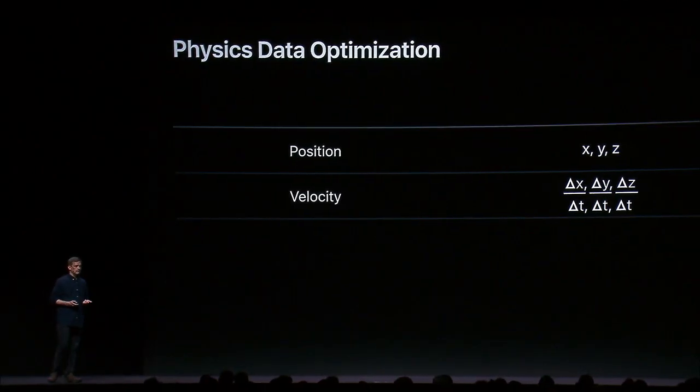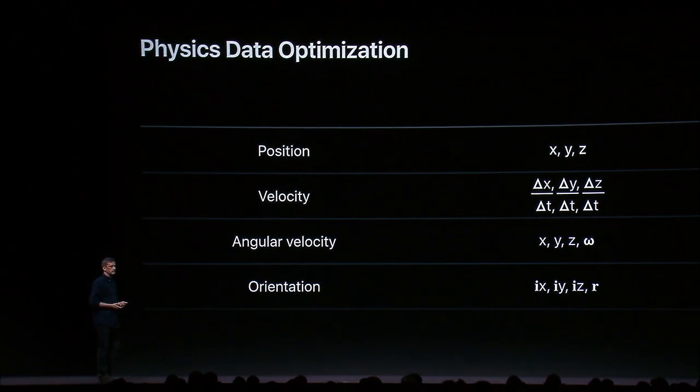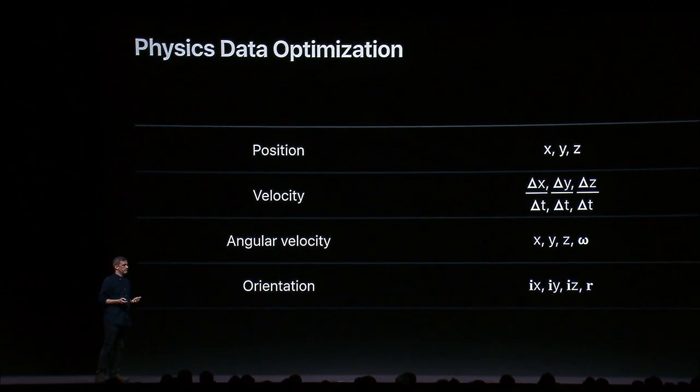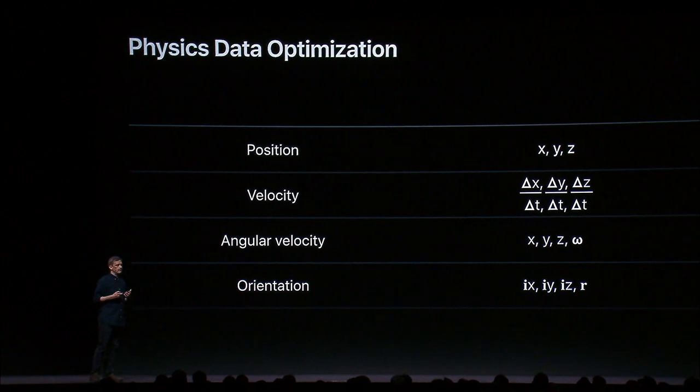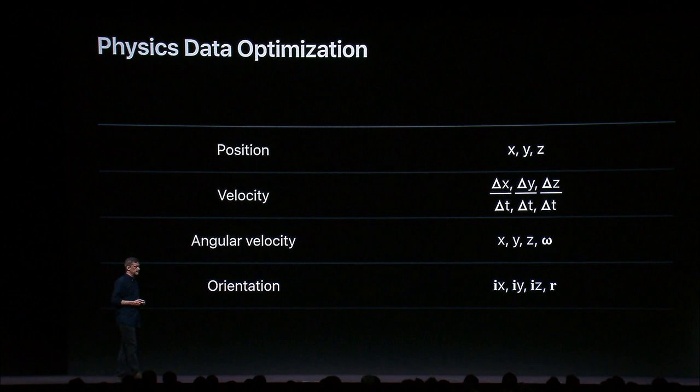Now, to share that physics state and make sure everything looked right, we need to share 4 pieces of information: the position, the velocity, the angular velocity, and the orientation. That's a lot of information about every object in the game. So it was vital that we minimize the number of bits actually used. I'll walk you through that using position as an example.